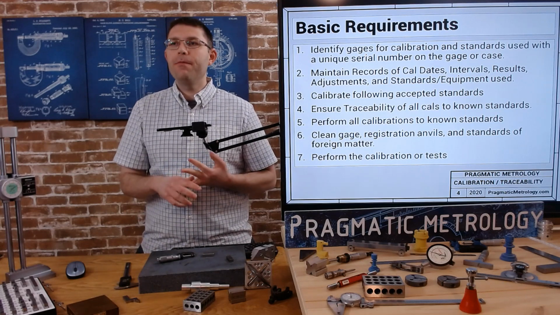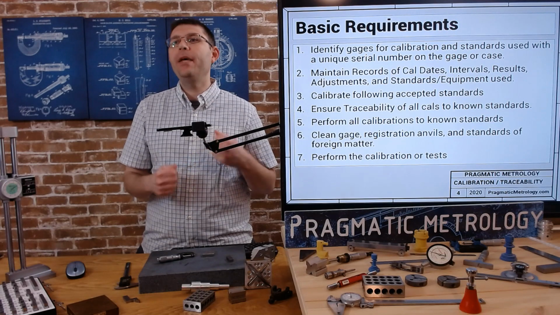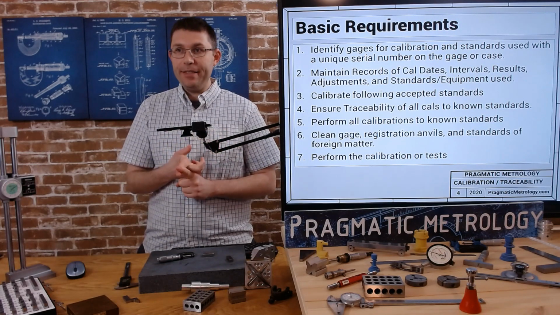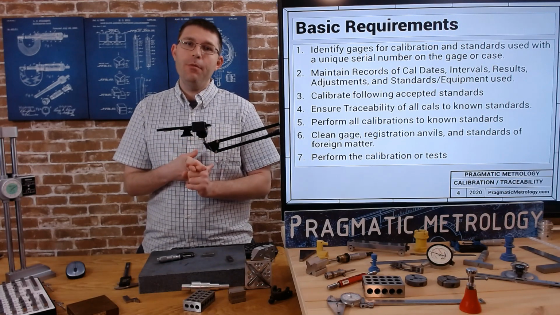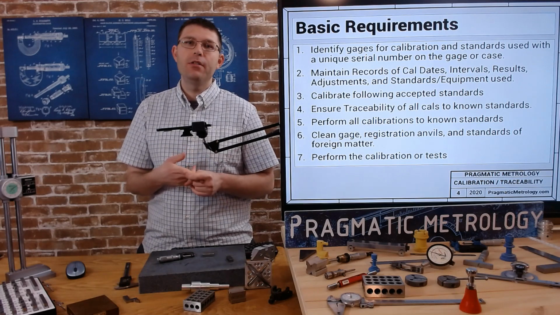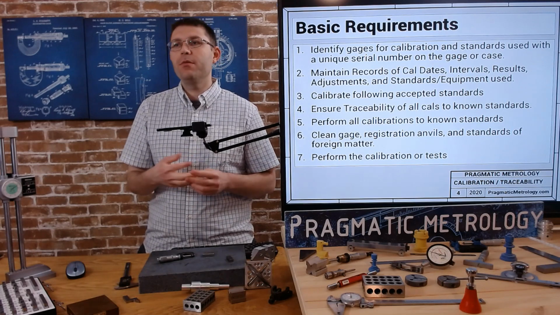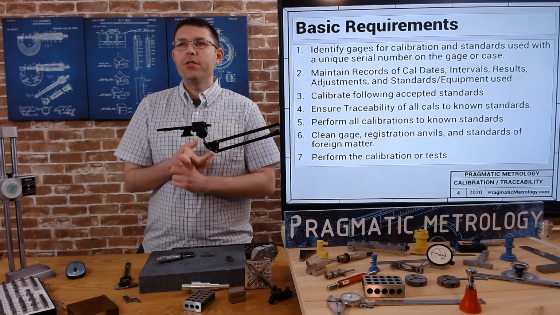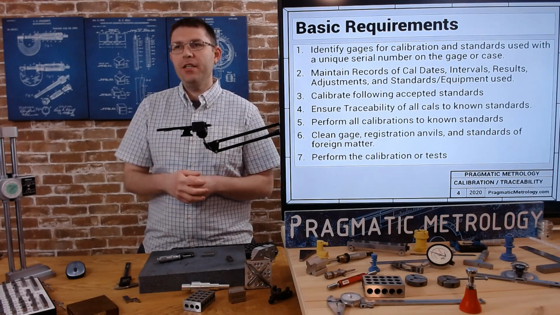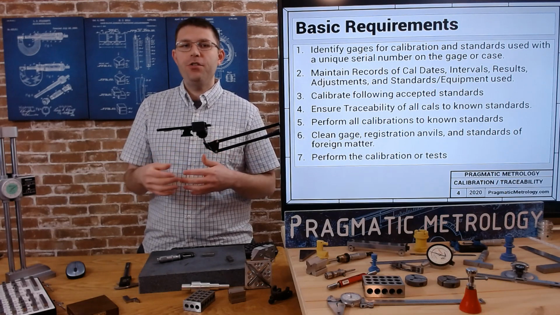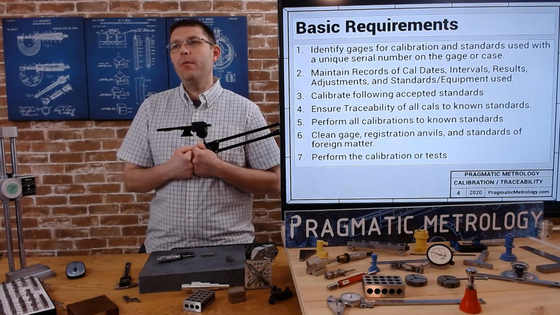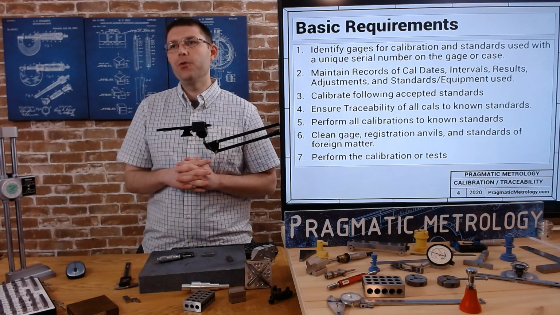The next step for your calibration system, you need to maintain records of the calibration date, the interval in between calibrations, for example, 3 months or 1 year, 6 months, whatever you decide, and what your result of calibration. Did you adjust it? Did you change? Did you repair it? And what standards and equipment did you use?